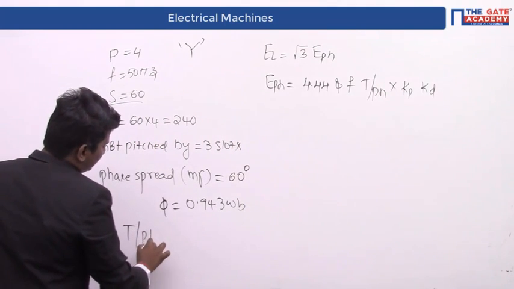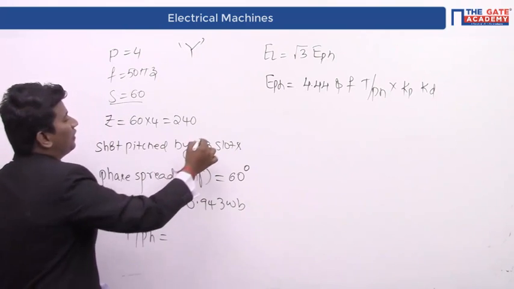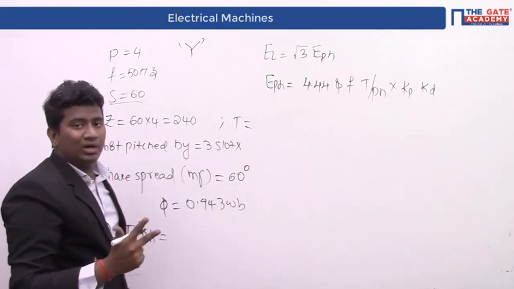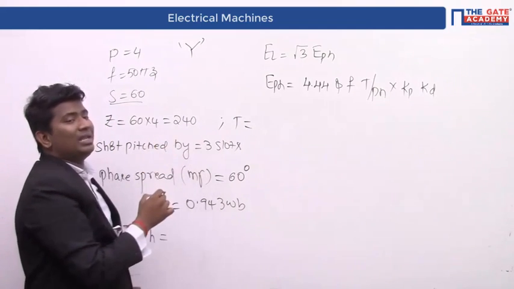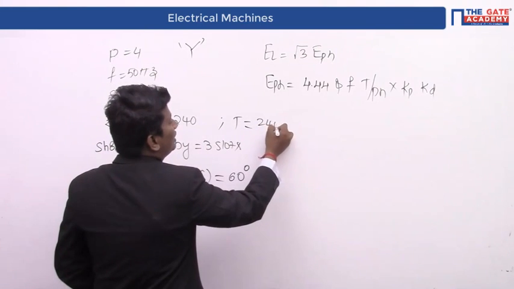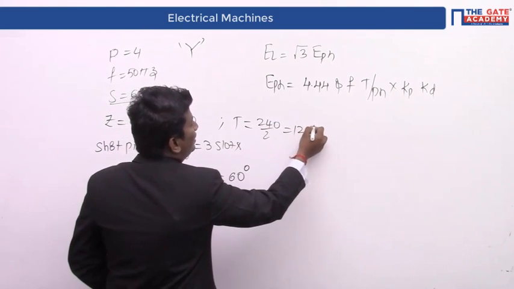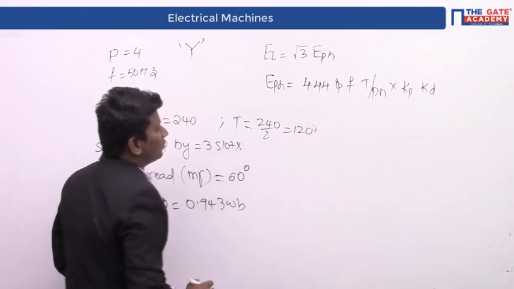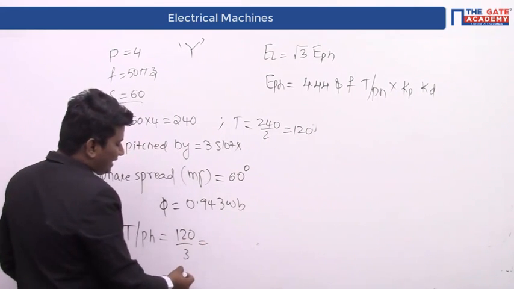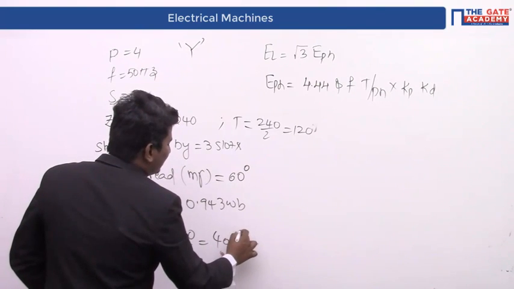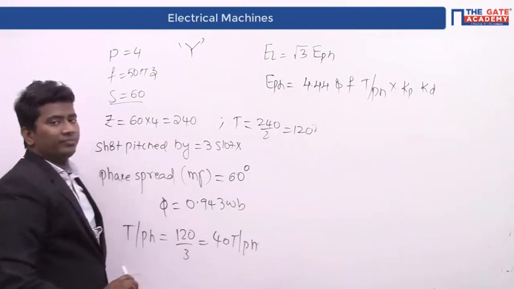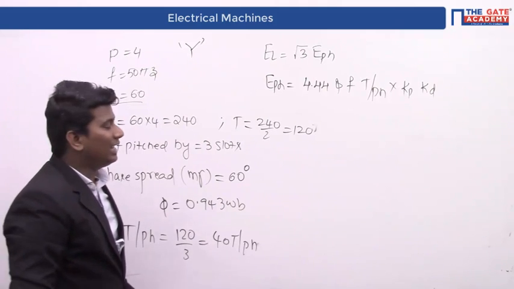Turns per phase is equal to, tell me first of all, how many turns we have? One turn contains 2 conductors. Therefore, totally how many conductors we have? 240. Therefore, how many turns? 240 by 2, that is equal to 120 turns. Therefore, number of turns per phase is equal to 120 by 3, and it is equal to 40 turns per phase. Now, we have to find out Kp and Kd.